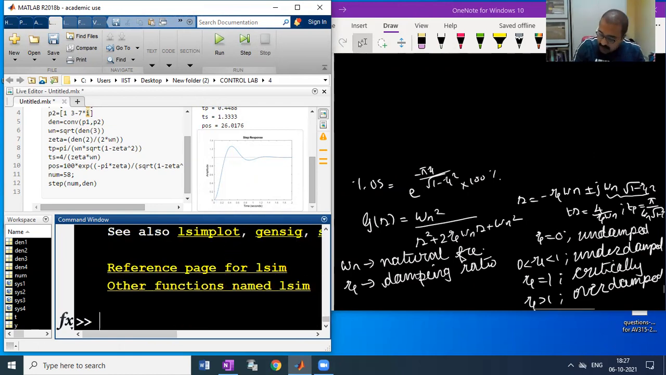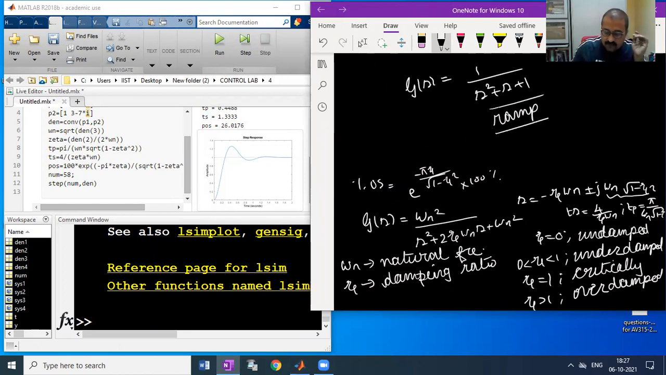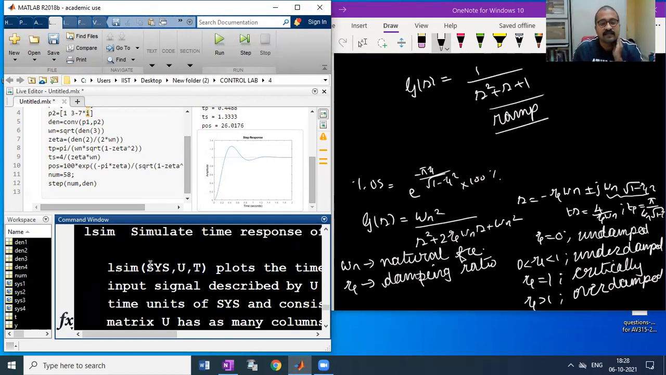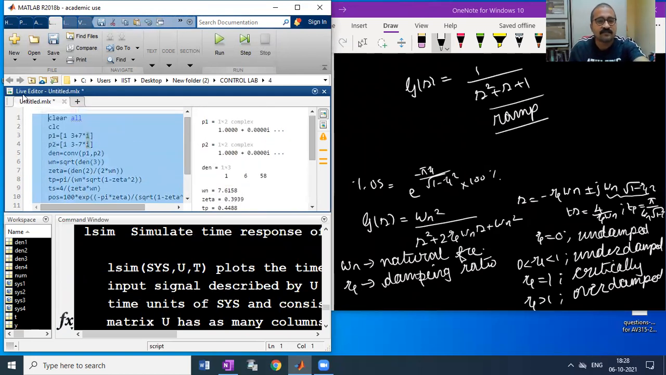Suppose you are asked to find the ramp response, the unit ramp response, of say G of s equals 1 divided by s square plus s plus 1. Before I go into that, what's the syntax of this command? It is like this: lsim sys comma u comma t. That means as the input arguments, you need to feed the system, the input signal u, and the time t. Okay, so let us try this here. So I will remove all these things.